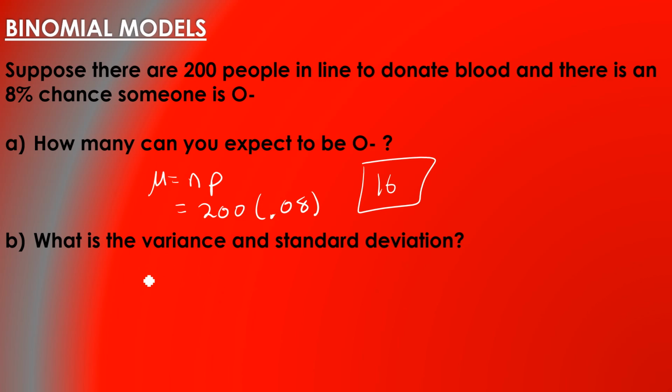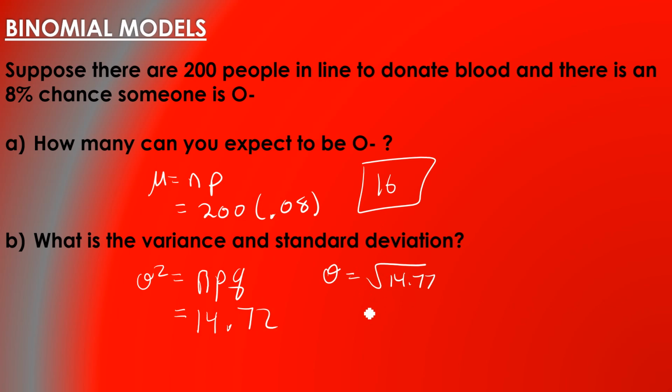What's our variance and standard deviation? Our variance is going to be npq. So I'm going to multiply my 16 times 0.92, and I get 14.72. And my standard deviation is going to be the square root of that. So I'll go ahead and square root that, and I get 3.8.